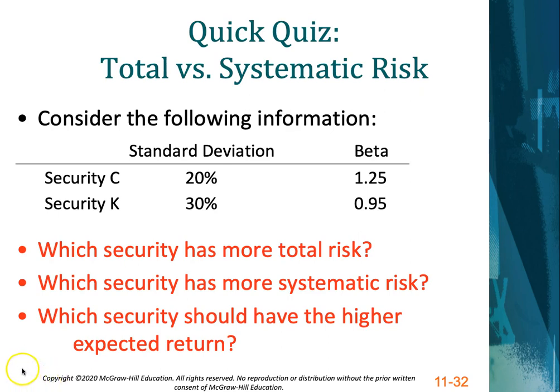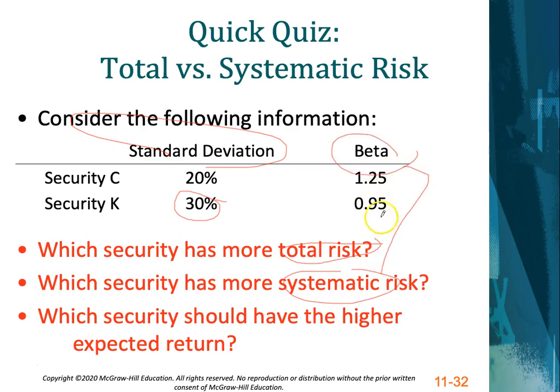of chapter 11. So I just want to start out by reminding you that standard deviation measures total risk. So, question: which has more total risk? That would be the security with the highest standard deviation. Which has the most systematic risk? Beta measures that. So this security C would have the highest systematic risk, the most exposure to systematic risk.